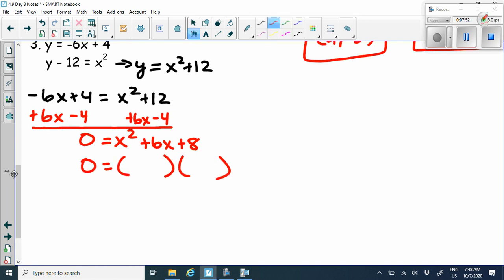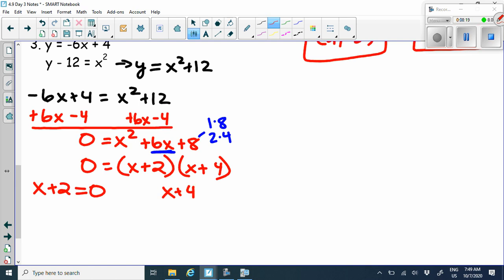Okay, let's find all the numbers that multiply to 8. So we've got 1 and 8, 2 and 4. Which two numbers will add up to our 6x in the middle? That will be 4 and 2. And in order to add up to a positive, both of these need to be positive. So now we set each of our factors equal to 0. x plus 2 is a factor, and x plus 4 is a factor. So I get x equals negative 2, and x equals negative 4.